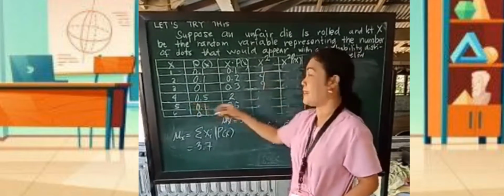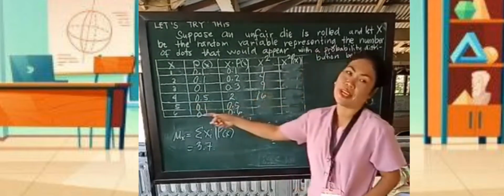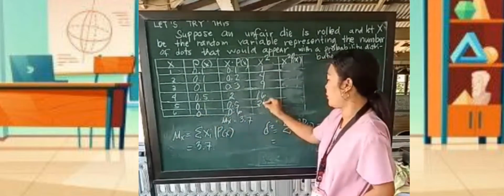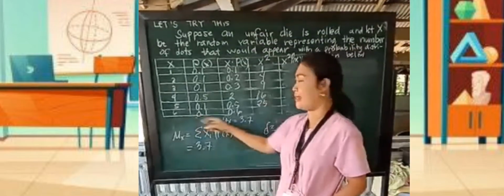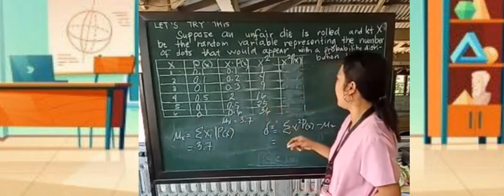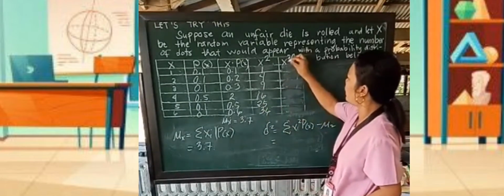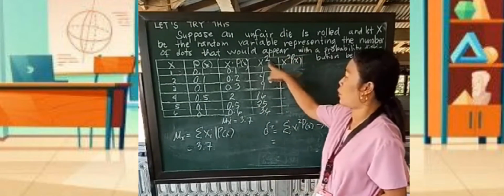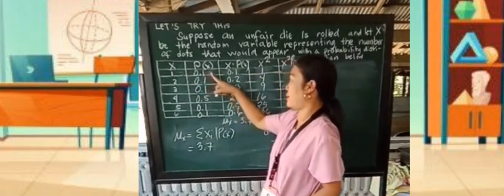4 times 4 is 16. And 5 times 5 is 25. 6 times 6 is 36. And then we're going to multiply this x squared to the probability of x.